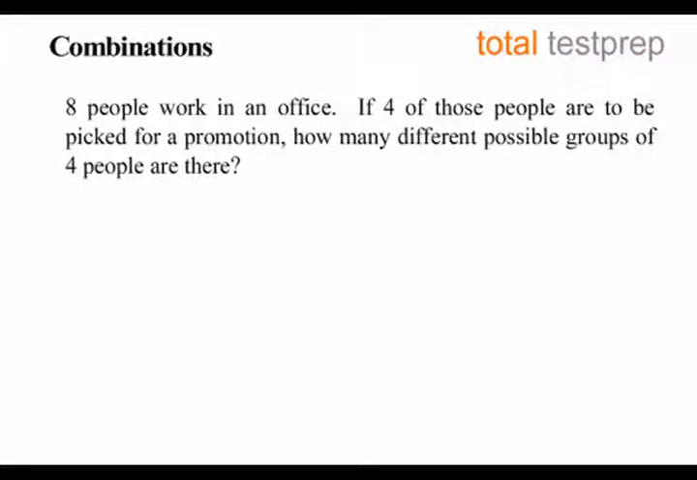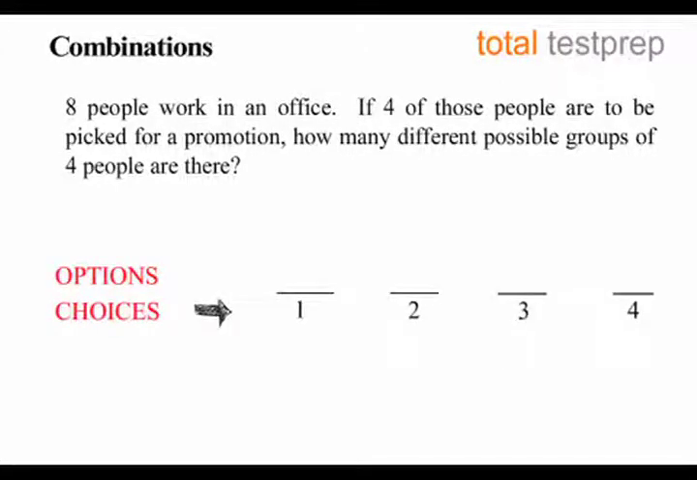How does this work in a word problem? So let's take a look at a word problem. If 8 people work in an office, and if 4 of those people are to be picked for a promotion, how many different possible groups of 4 people are there? This is a combination question again. We have options and choices. We have to choose 4 people for the promotion.